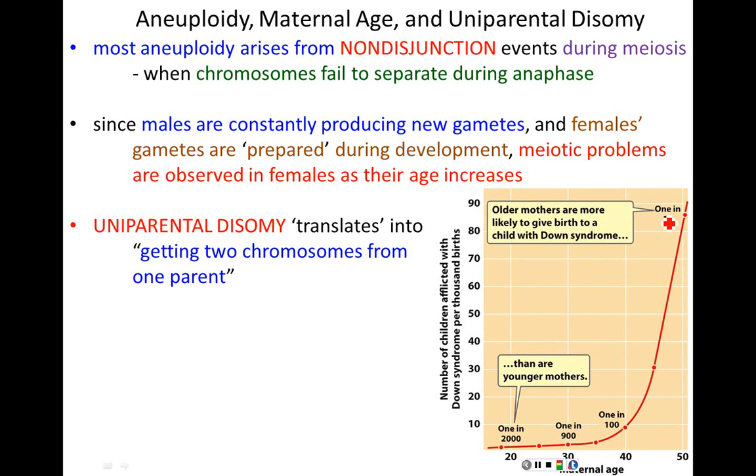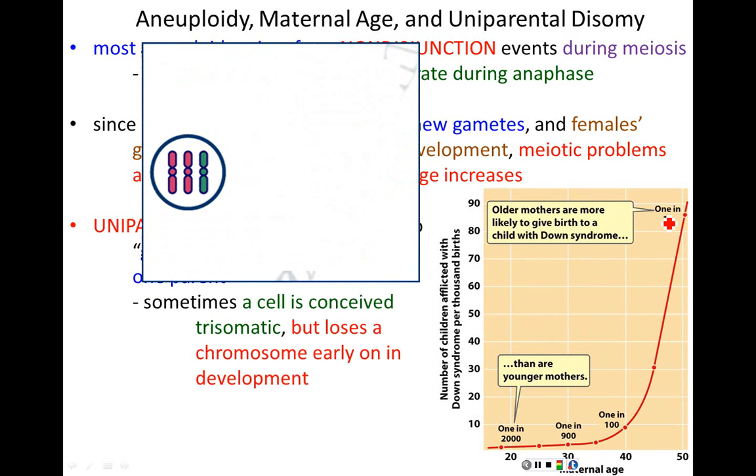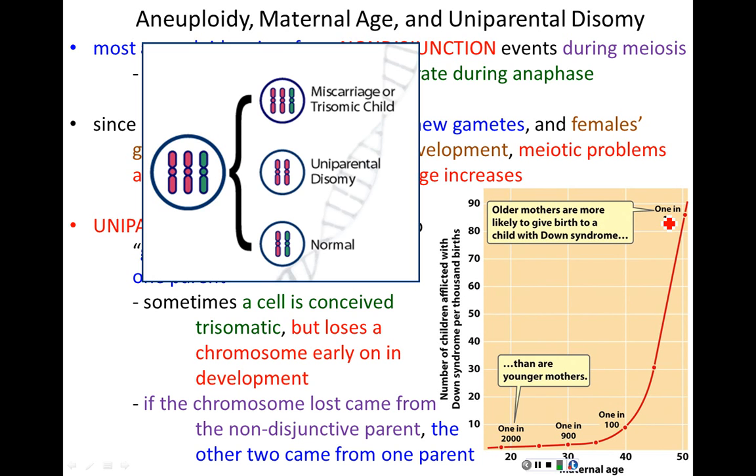There's something called uniparental disomy. Well, what are we talking about? Uniparental disomy translates into one parent giving 2 chromosomes. Getting 2 chromosomes from one parent. Uniparental, one parent, disomy, giving 2 chromosomes. This is almost like a compensation effect. Sometimes a cell is conceived trisomic, but it loses a chromosome early on in development, and so it does develop normally. Let's say the trisomy was coming from the mother.